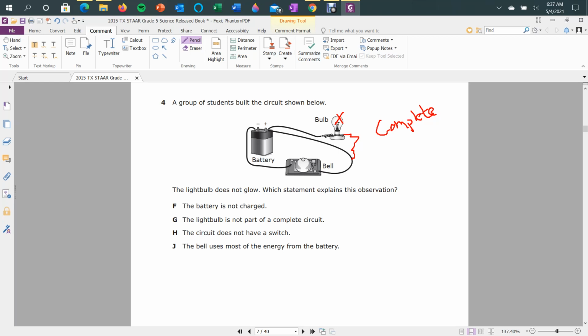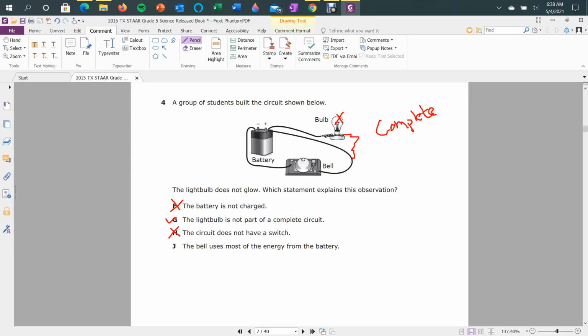So the battery's not charged. Well, the battery's probably charged. There's nothing saying the battery's not charged. I don't think that's right. The light bulb is not part of a complete circuit. Well, we said that. So that's a possibility. And the circuit does not have a switch. Circuits don't have to have a switch.